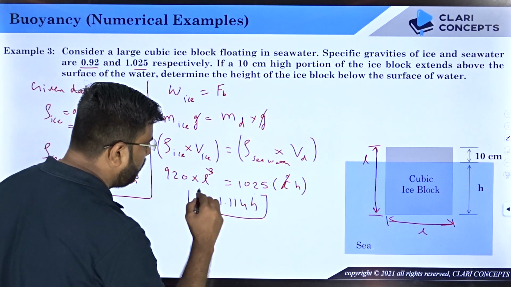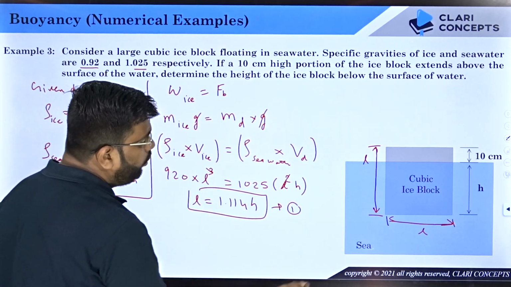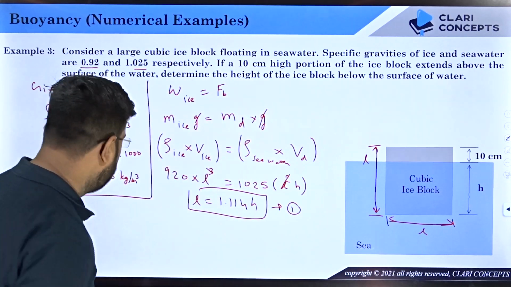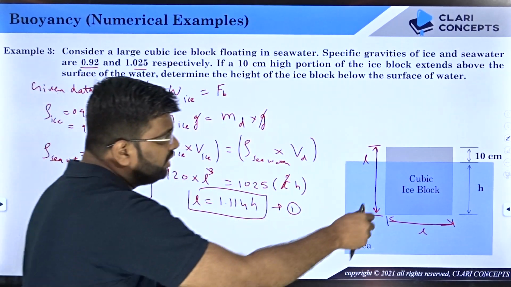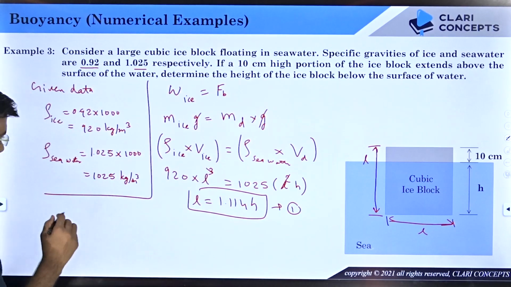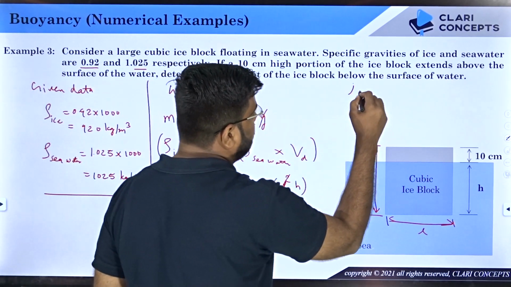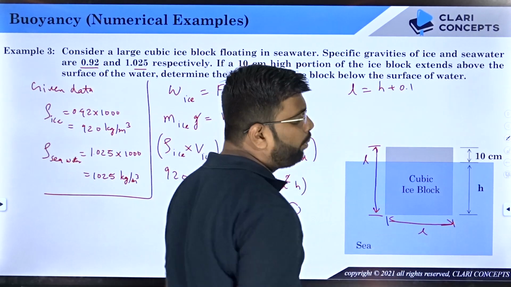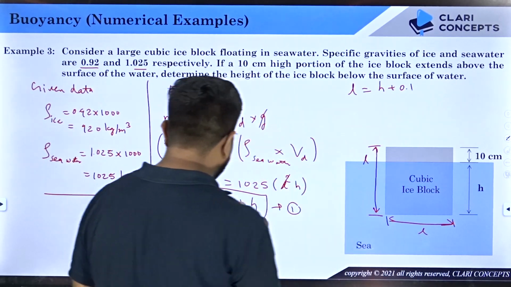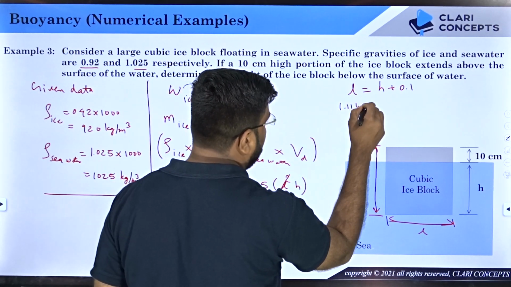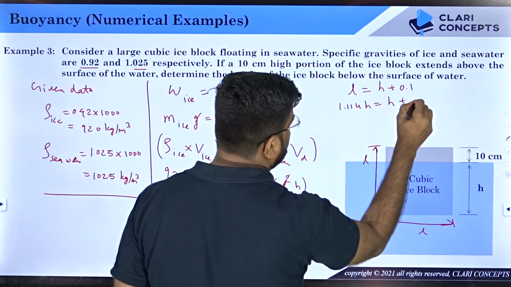You mark this equation number 1. Now you see, what is L? L is nothing but H plus 0.1. Why am I putting 0.1? Because this is 10 centimeter and I want values in meters always. Remember this. So I can write it like this: L equals H plus 0.1. 10 centimeter is 0.1 meters. So I'll put the value of this L, 1.114 H, over here. So this is 1.114 H equals H plus 0.1.